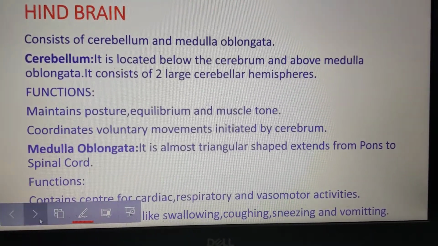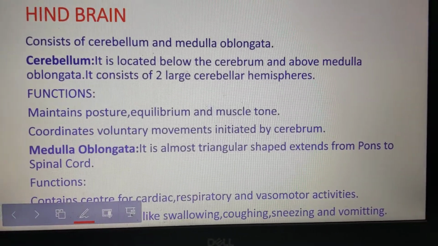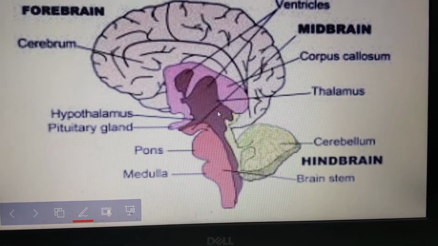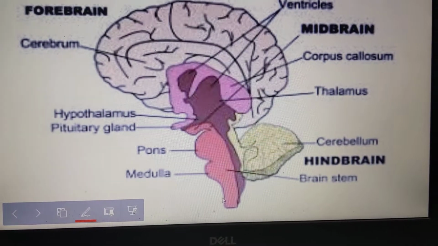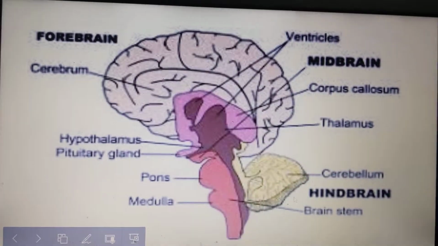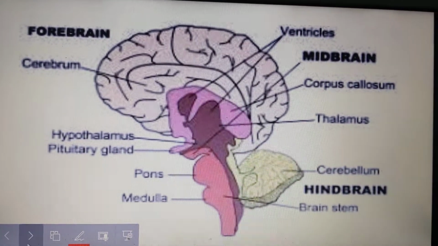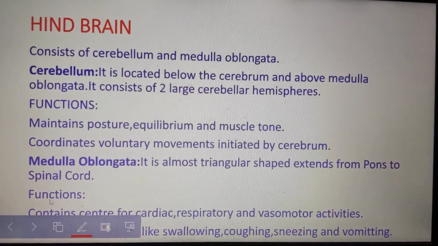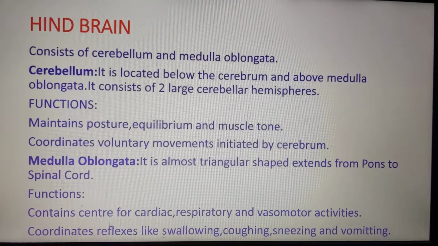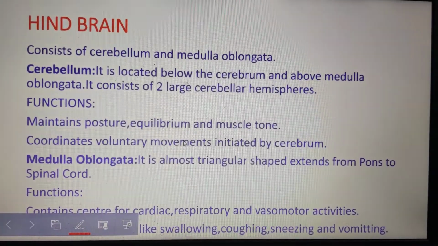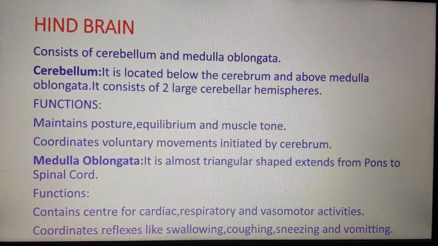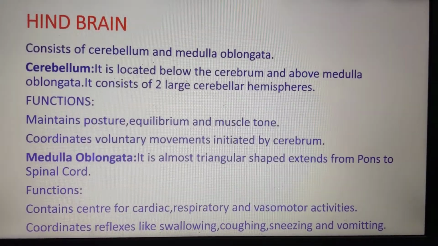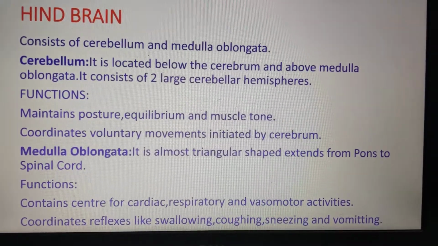And medulla oblongata is almost triangular in shape and extends from pons to spinal cord. So here is the spinal cord, right? From the pons, the spinal cord is down. I'll explain in the later slides. The medulla oblongata contains centers for cardiac, respiratory and vasomotor activities, and it also coordinates reflexes like swallowing, coughing, sneezing and vomiting.